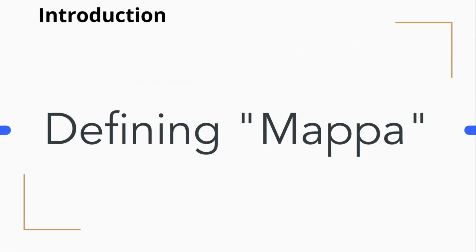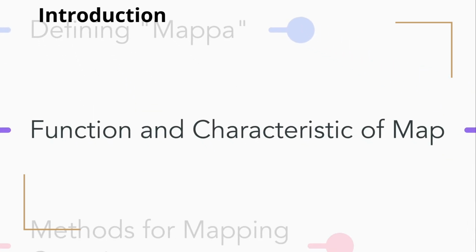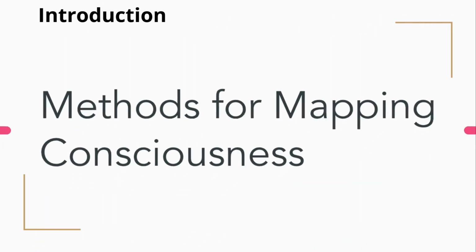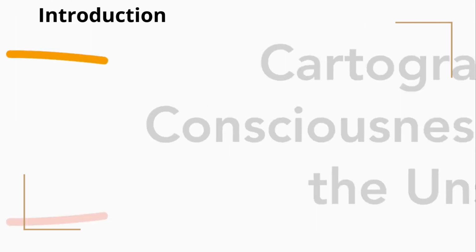We're going to first off start by asking the question, what is a map? Looking at the definition and the history of maps and cartography. Then we're going to briefly jump into functions and characteristics of maps. We'll focus on the symbolic representation of the abstraction. Next, we'll jump into methods of mapping consciousness. We'll acknowledge the personal prism that influences any kind of map, especially when it comes to consciousness.